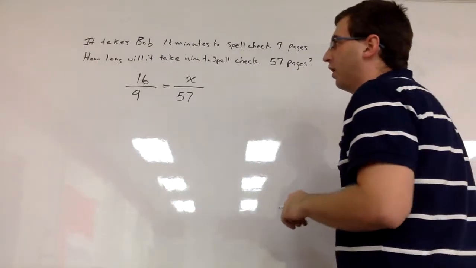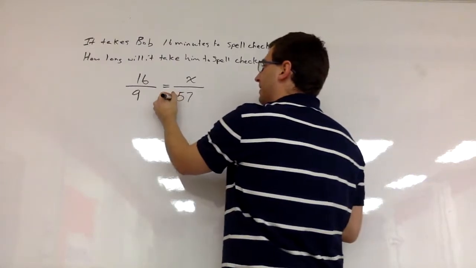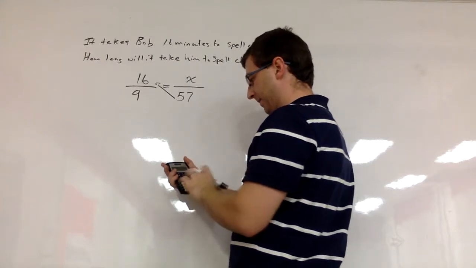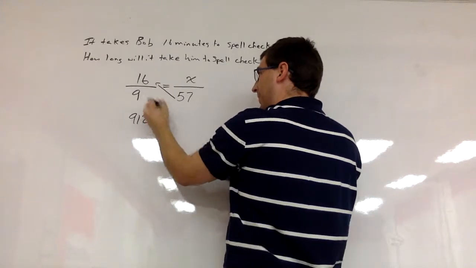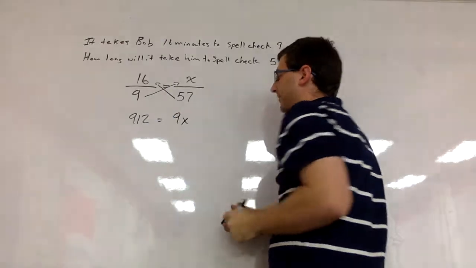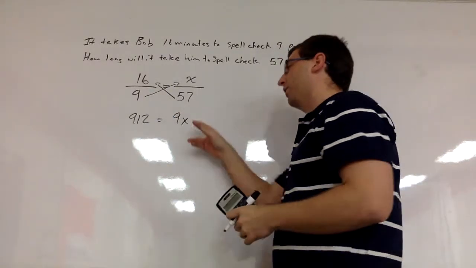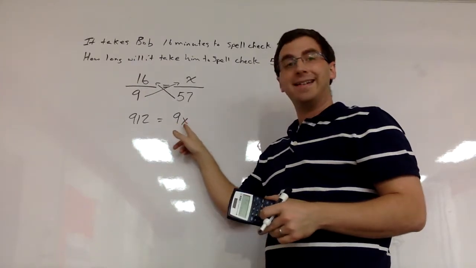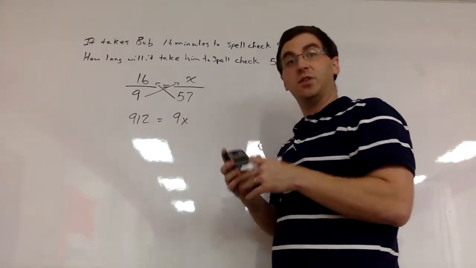So in order for us to solve a proportion, this is when we cross multiply. So we take 57 times 16, well, that gives us 912, equals 9 times X. So that would be 9X. All right, so now in order for us to solve for X, we have to divide both sides by 9 because we have a 9 times X. To undo multiplication, we do the opposite, we divide.